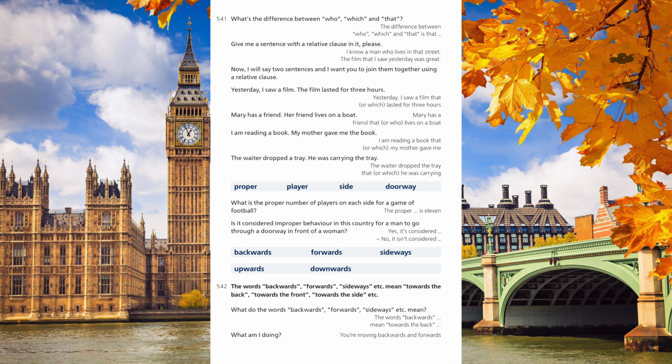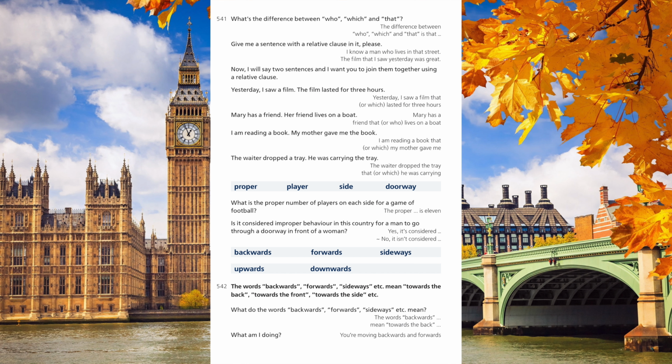Now I will say two sentences and I want you to join them together using a relative clause. Yesterday I saw a film. The film lasted for 3 hours. Yesterday I saw a film that lasted for 3 hours. Mary has a friend. Her friend lives on a boat. Mary has a friend that lives on a boat.